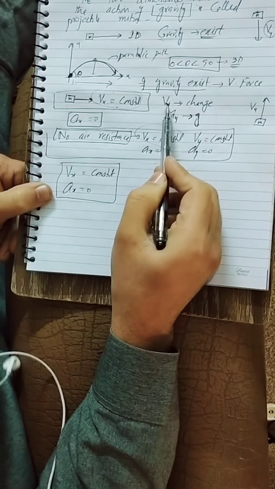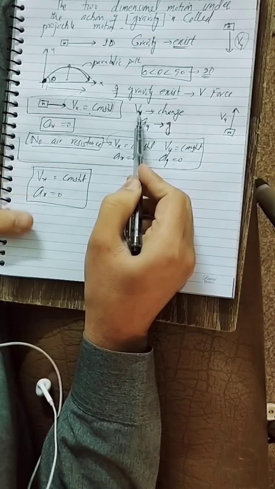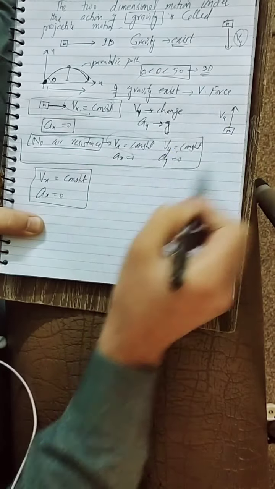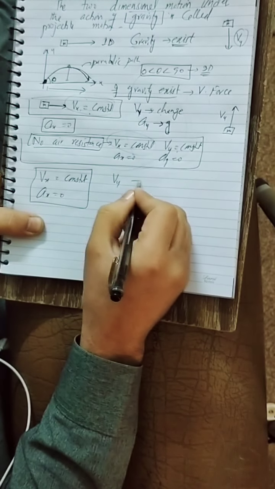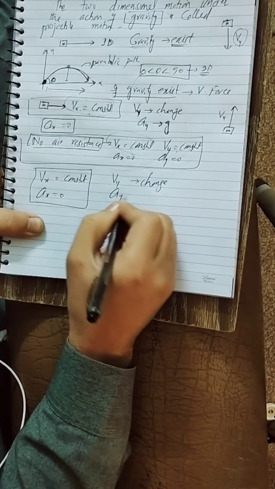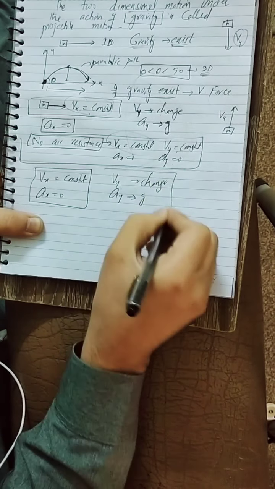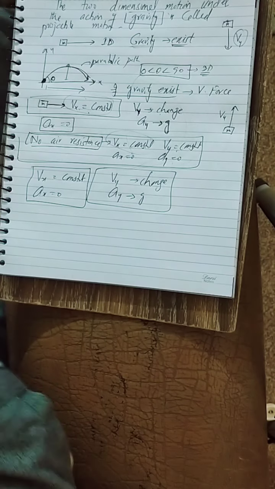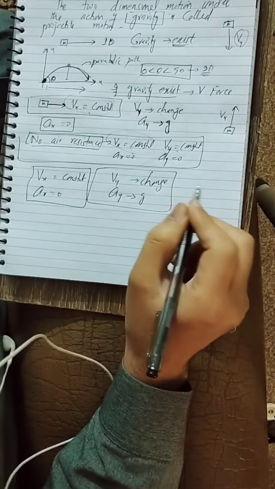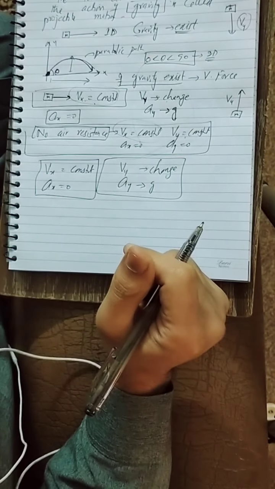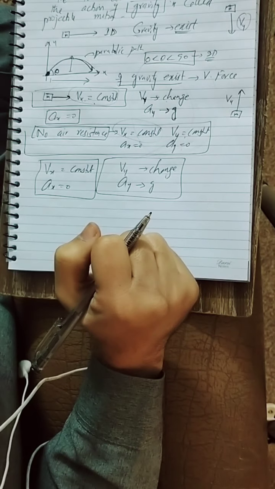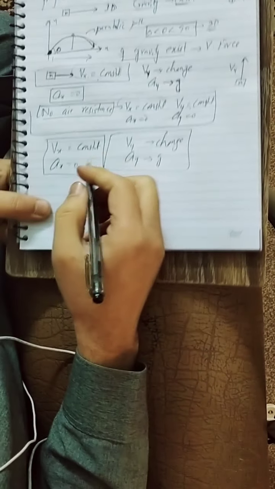Now look at here. In case of gravity, the vertical velocity is changing, but in case of air resistance, the vertical velocity is constant. So as a whole, we will say that the vertical velocity is changing in projectile motion. Vertical acceleration will be produced, that is called g, due to gravity. So in the whole projectile motion, the horizontal velocity will be constant and the vertical velocity will be variable.